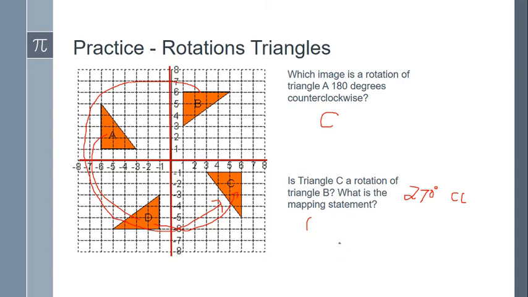All right, so in this case, the mapping statement is that any point x, y gets mapped to, remember what we do, we switch the x and the y, and we make the second one negative. All right, so you don't really have to memorize all these rules. I would have them written down somewhere just so that you can refer back to them. And then go ahead and perform the rotations using those rules.